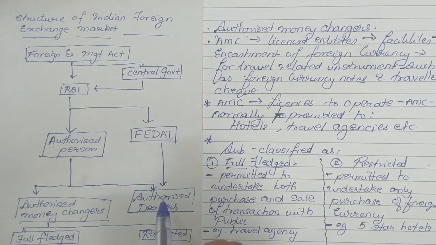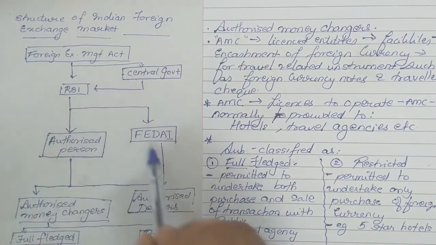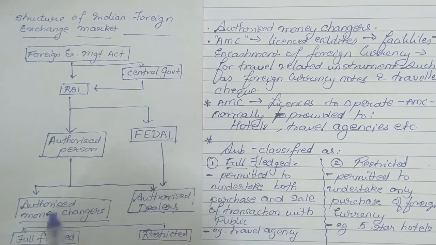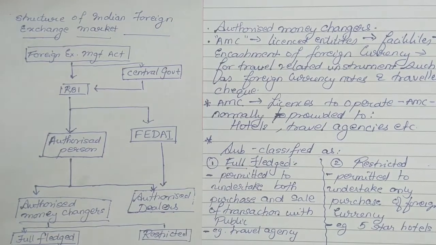Authorized dealers are basically banks and private entities. They have to follow the rules of the RBI and FEDAI. Authorized money changers are again license holders, license entities, relating to travel. There are two types of authorized money changers: one is the full-fledged, and the second one is the restricted.